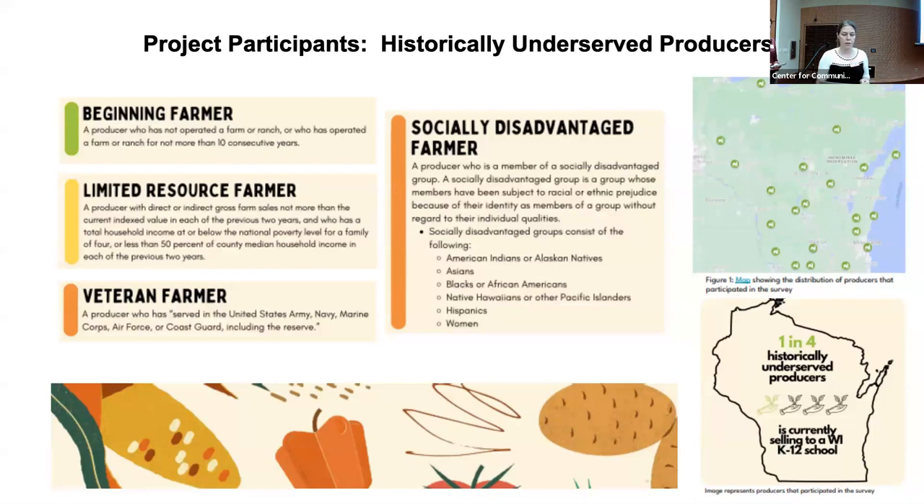For this work, we connected with producers who identify as historically underserved. The USDA describes historically underserved farmers as producers that have been historically underserved by or subject to discrimination in federal policies and programs. Producers that fall under this category include beginning farmers, socially disadvantaged farmers, veterans, and limited resource farmers.